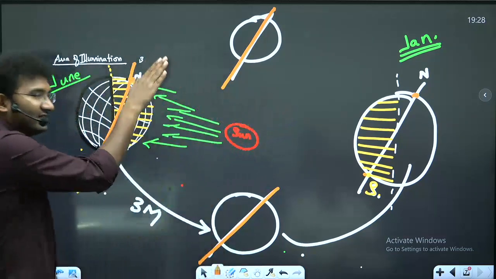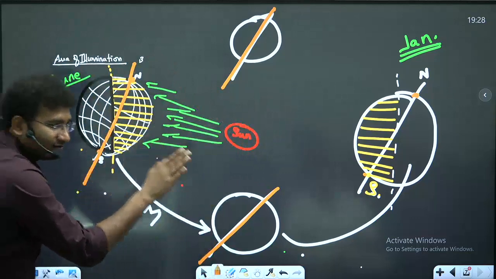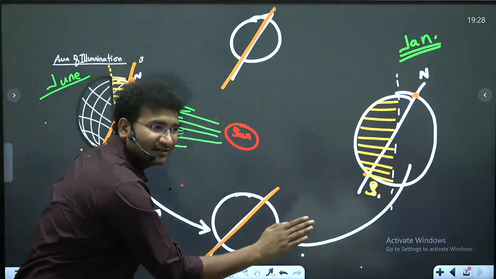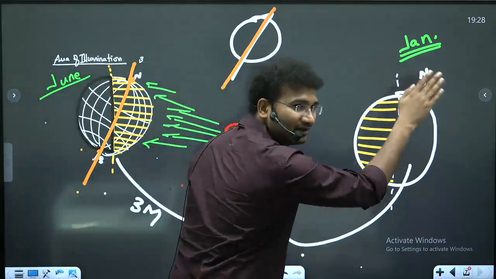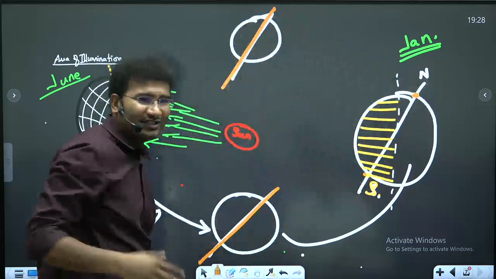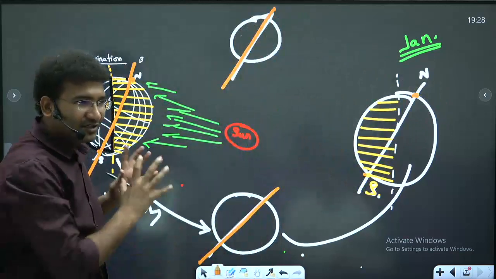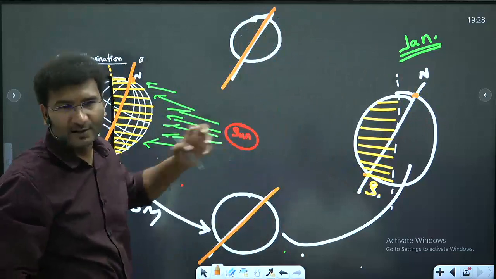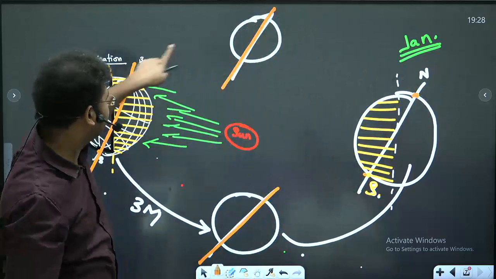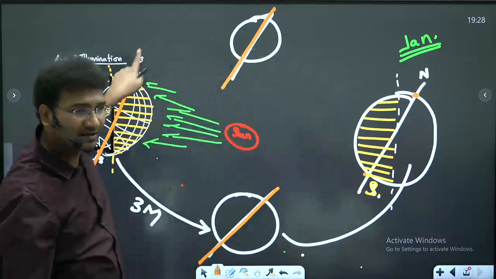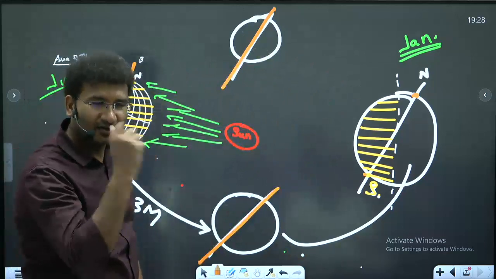So Earth is rotating here. फिर थोड़ा आगे गया, it is rotating here. Then it went here, rotating, and then rotation. Rotation is all a daily activity. Revolution is the Earth moving around the sun. ठीक है? Revolution is when Earth moves around the sun. Rotation is Earth moving around itself.